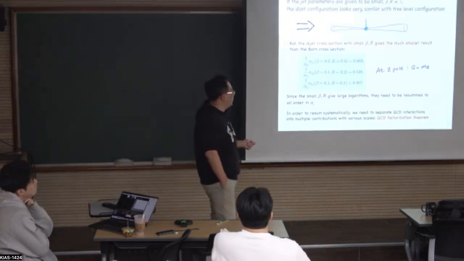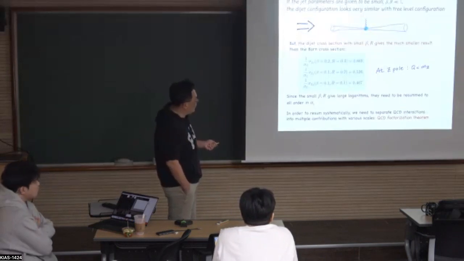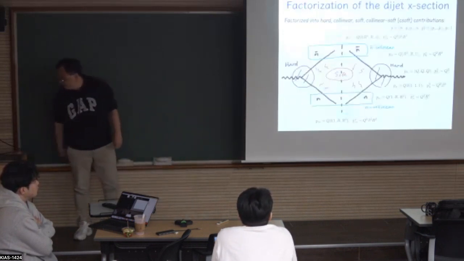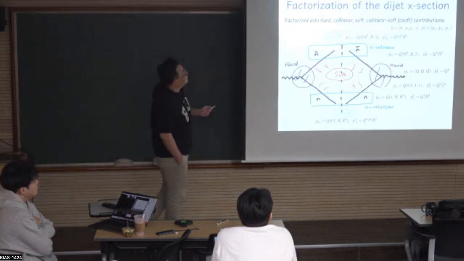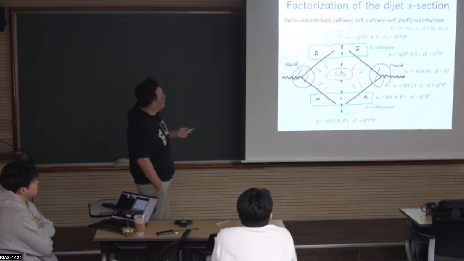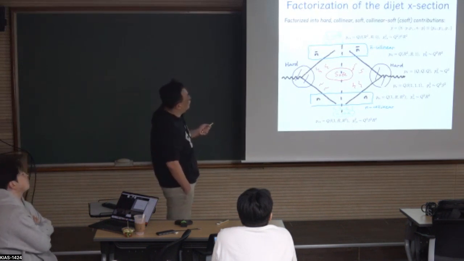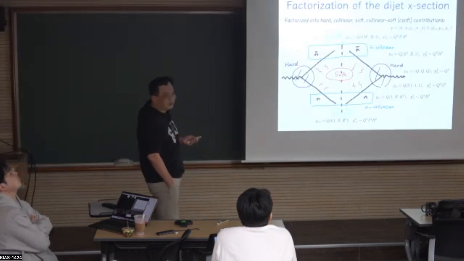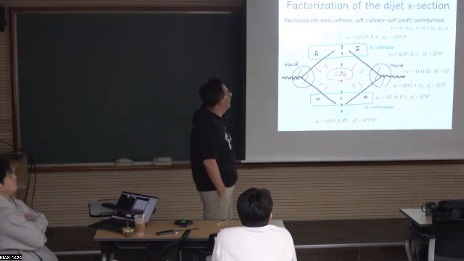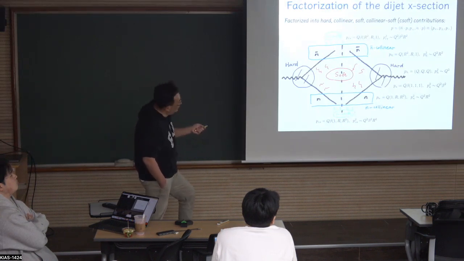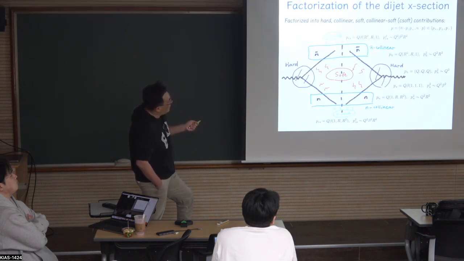So in order to resolve that kind of large logarithm systematically, we need to separate the QCD interactions into multiple contributions with various scales. Actually, this requires QCD factorization. Okay. So now we consider the factorization of the dijet cross section for the Sterman-Weinberg jet. At the end of the day, we can realize this dijet scattering cross section can be factorized into hard, collinear, soft, and collinear-soft contributions, divided into four factorized functions. Here, schematically, I show how the full QCD interactions can be factorized into the hard, collinear, soft, and collinear-soft.